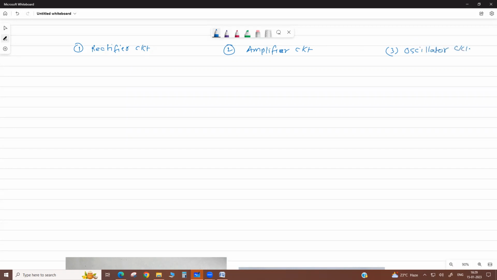Oscillator circuit. In a rectifier, what device is used? A diode, or an SCR thyristor we use. In an amplifier we use a transistor, like PNP or NPN. NPN we generally use.